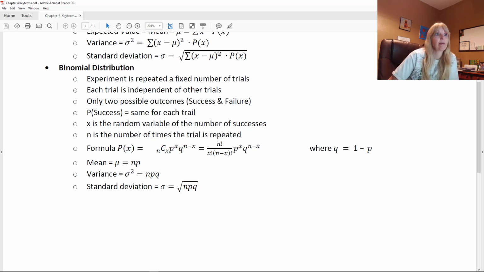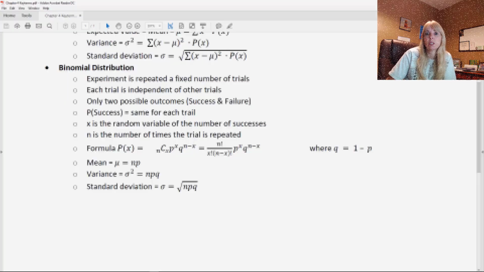All right, so let's have a good chapter of discrete probability distributions, and then you'll see we'll move on to continuous.